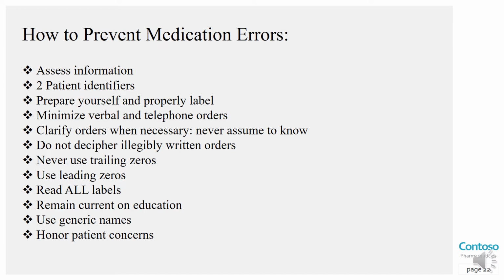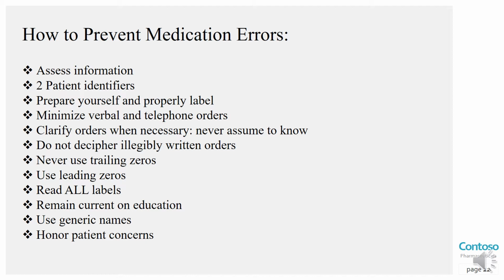So now we'll talk about some ways to prevent medication errors. As the first step to defend against errors, you need to assess information about the drug and the patient, including the medication to be given, any drug allergies, the patient's vital signs, and any laboratory test results. You should always use 2 patient identifiers before medication administration.